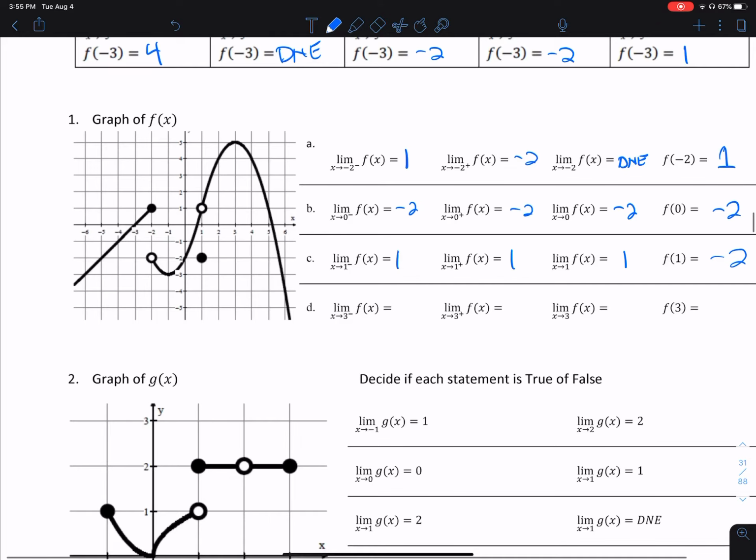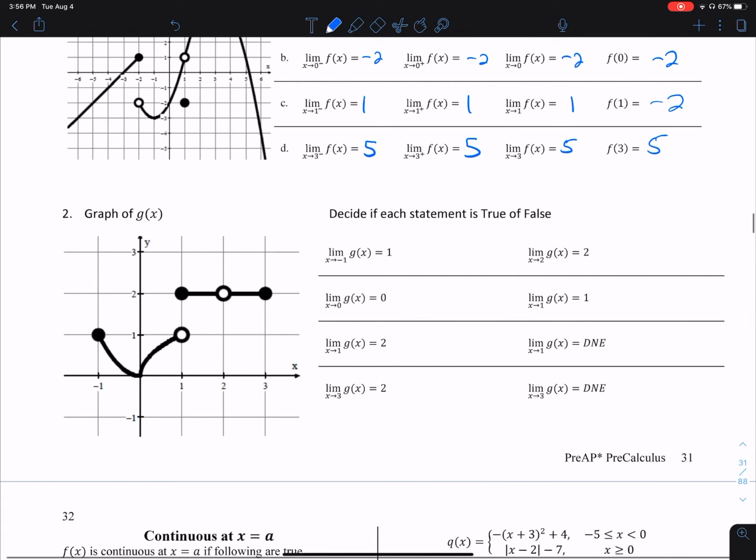D. As x approaches 3 from the left, here's 3, as you approach from the left, what's y getting closer to? It's getting closer to 5. If you approach 3 from the right, what is y getting closer to? It's also getting closer to 5. Since the left and right-sided limits agree, the two-sided limit exists. The final question is, what is the actual y value when x is 3? Well, it's 5. Finished. Part 2.